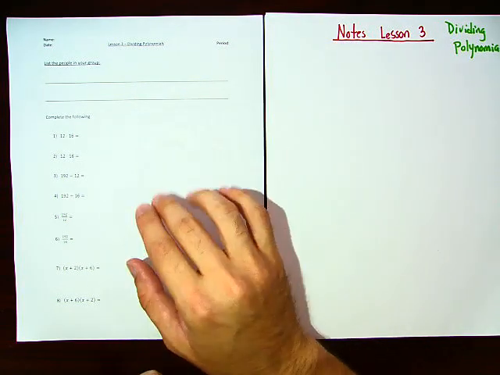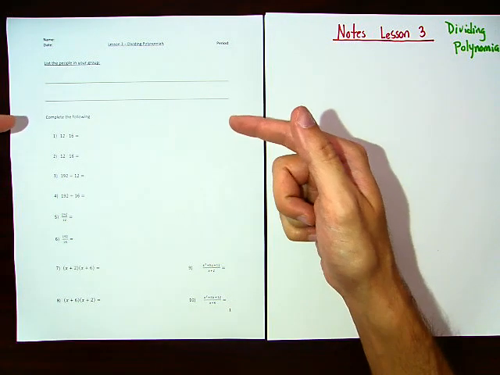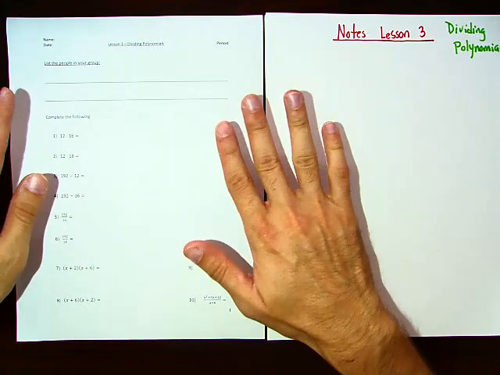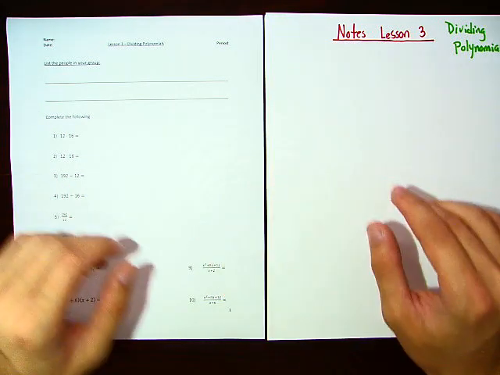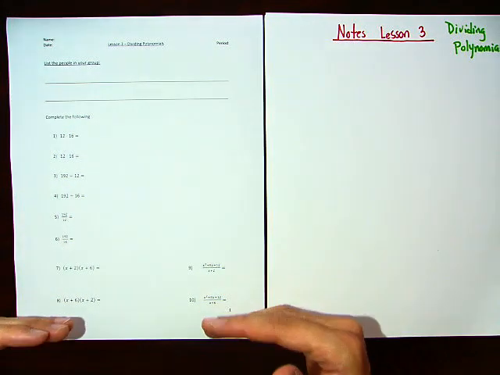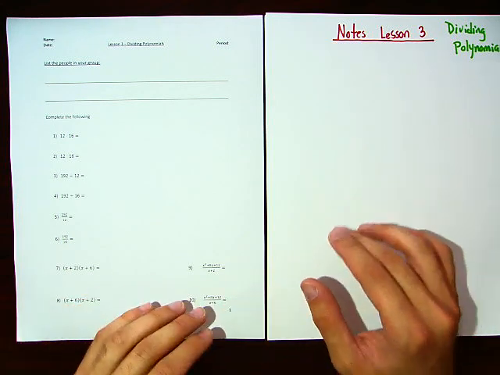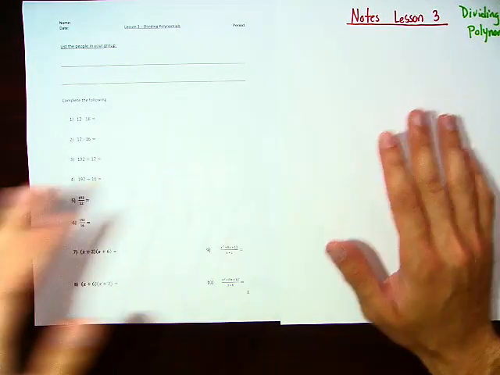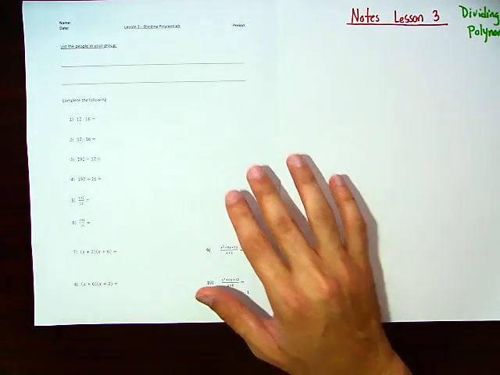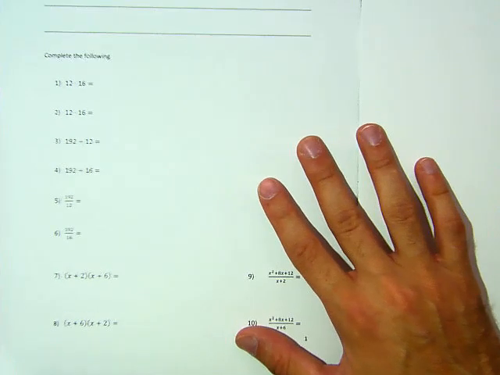This is the first page here. What I want you to do is complete the following. This first page is not too bad by yourself. Try to do it by yourself, and then we'll go over it together, okay? So let's say you paused the video, you did it by yourself, and now you want to do it together with me.